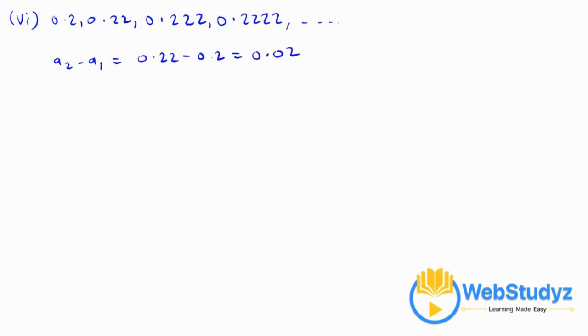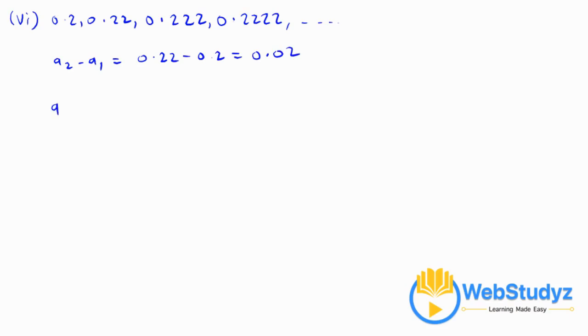0.2, 0.22, 0.222, 0.2222, and so on. So checking the common difference, which is A2 minus A1, which will be 0.22 minus 0.2, which gives us the value as 0.02.